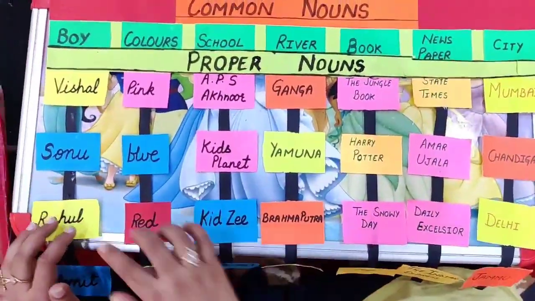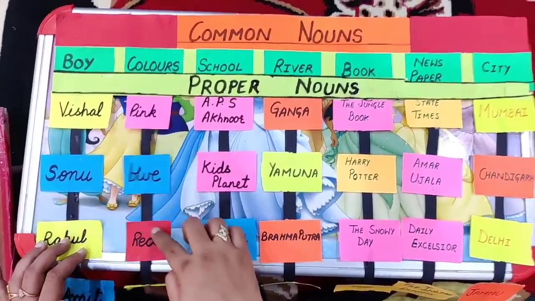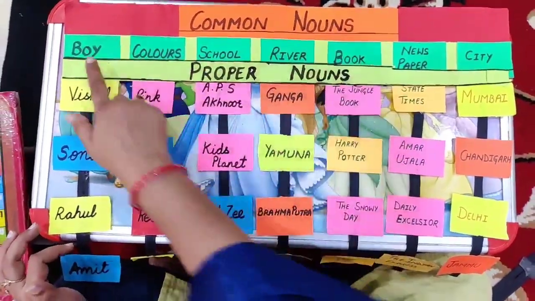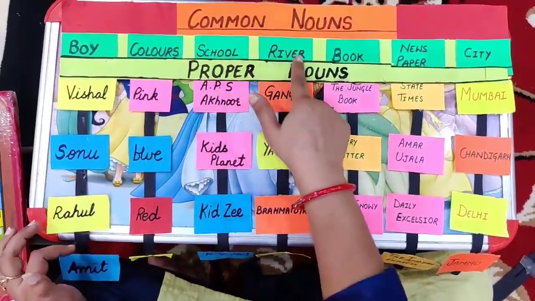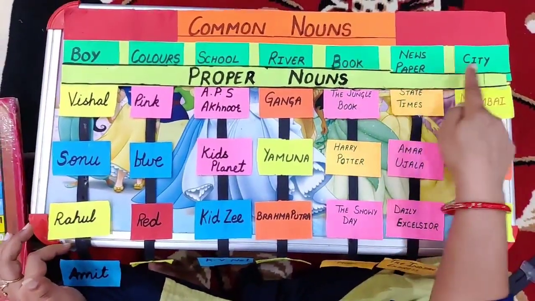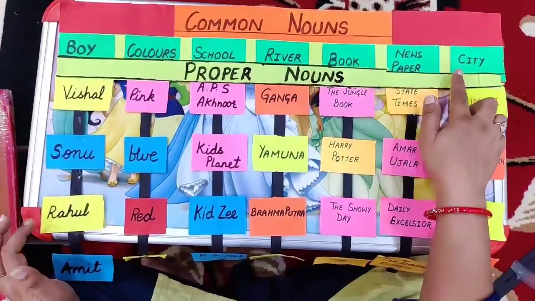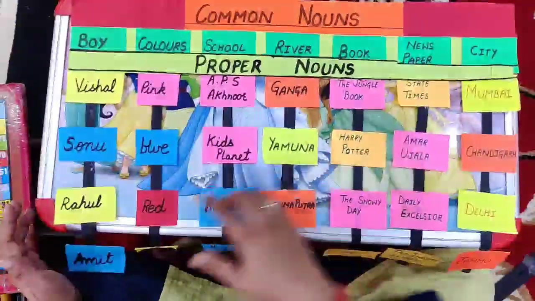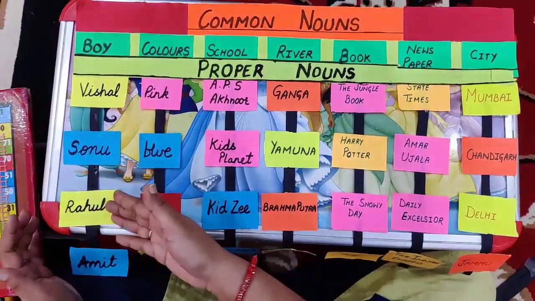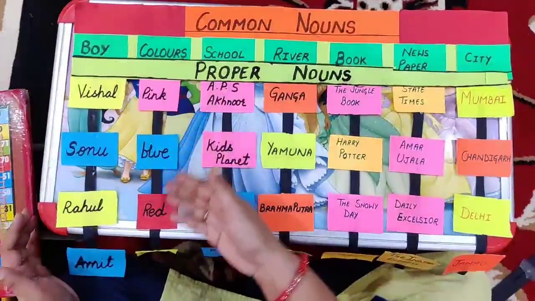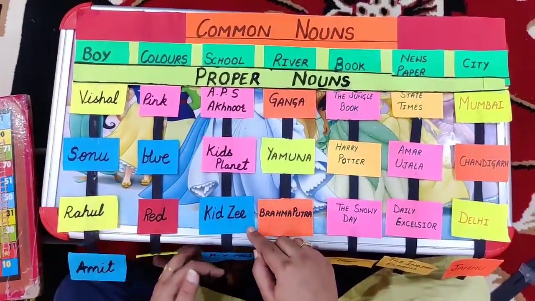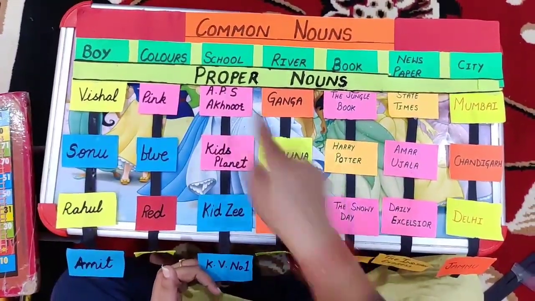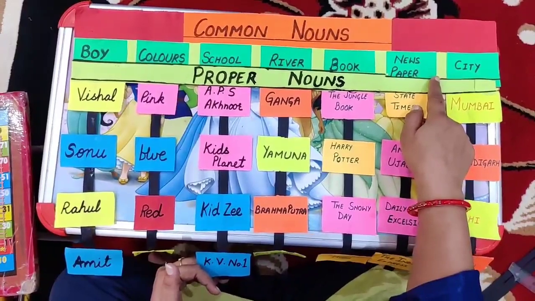Now I have pasted all these proper nouns under each common noun. Boy, color, school, river, book, newspaper, city, all these are common nouns. Even more than that you can use. And Vishal, Sonu, Rahul, under each common noun I have pasted the proper nouns. So all these mentioned here are the proper nouns and all these are the common nouns.